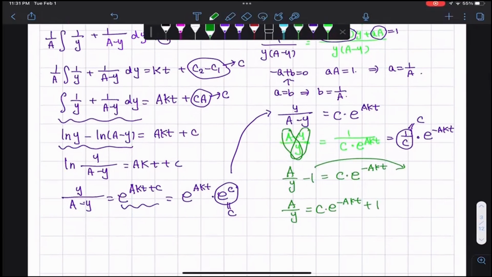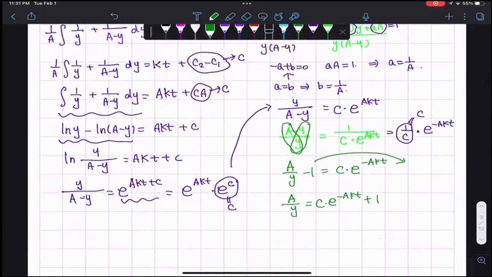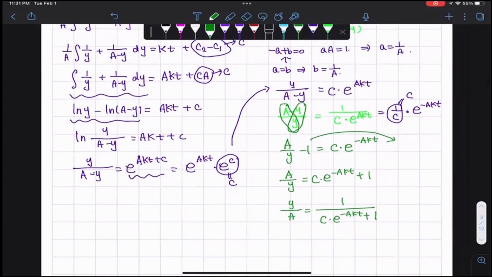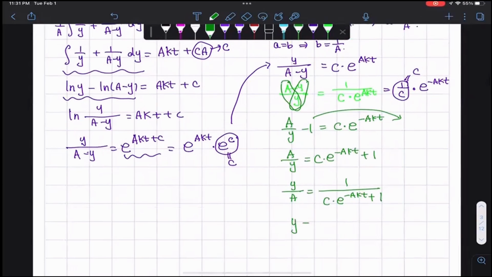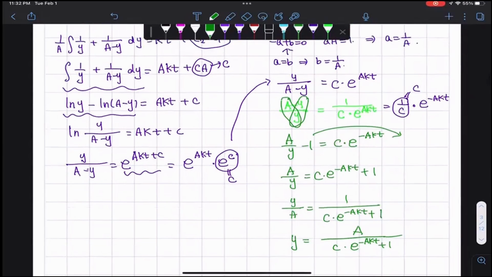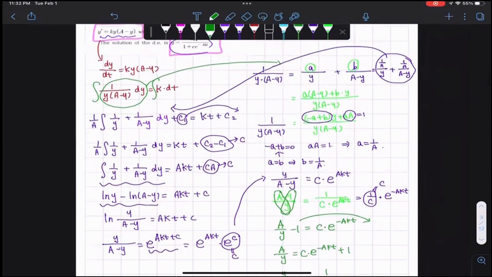Okay. Inverse again to find y. So y over a is 1 over c times e to the power of minus akt plus 1. Multiply a on both sides. So y equals a divided by c times e to the power of minus akt plus 1: the denominator is like this and the numerator part is a. So check it again.